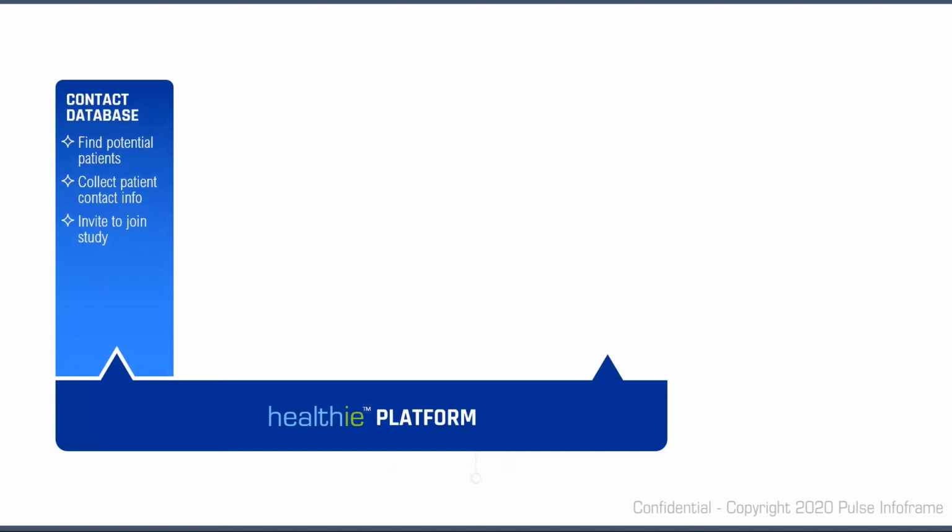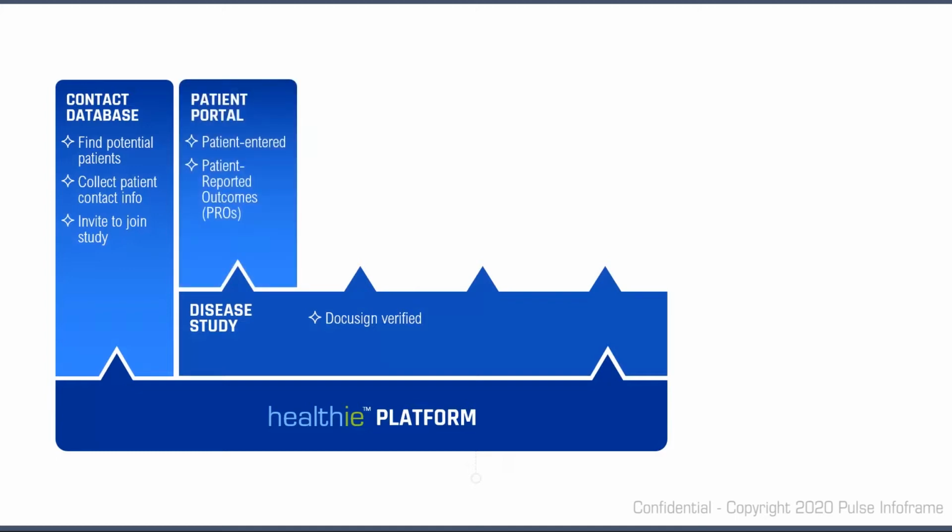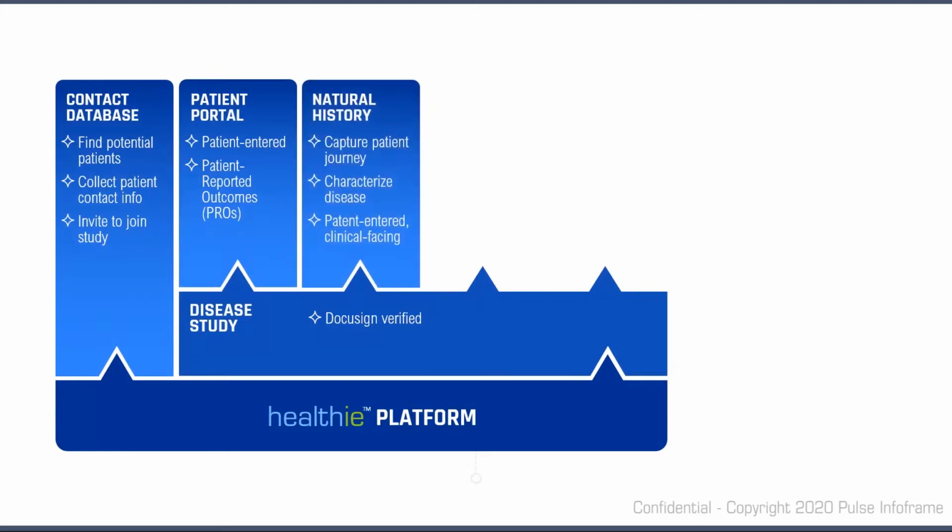The contact database allows patients to self-register their interest in your study or studies. From there, you can invite patients to join a study when it is ready, or if they match your criteria. For studies where patients enter the data, our patient portal enables patient-reported outcome and experience measures with minimal administration. Natural history studies can combine patient and clinical entry of data and is built around established common data elements to capture diagnosis details, body measurements, demographics, socioeconomics, current medications, and baseline quality of life.